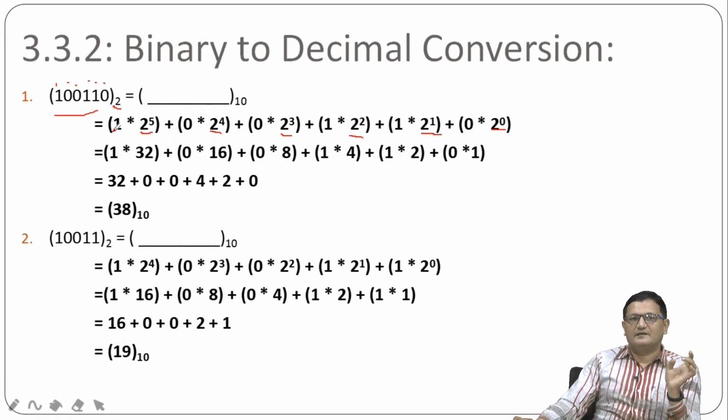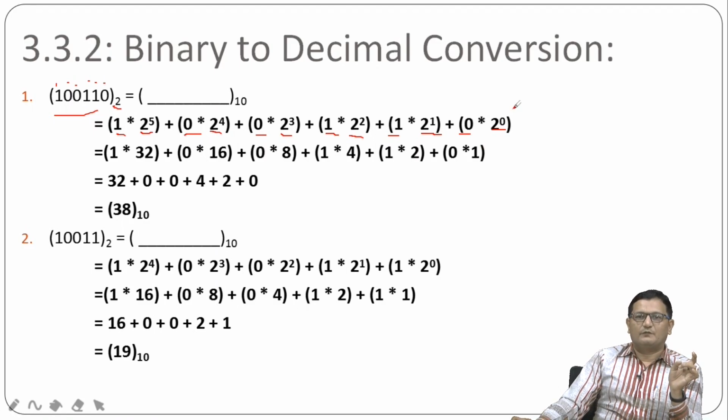Then here you need to write your binary. What is the binary? 1 0 0 1 1 0. Okay. Now see, what is 2 raised to 0? As I said, any number whose power is 0 will be treated as 1.